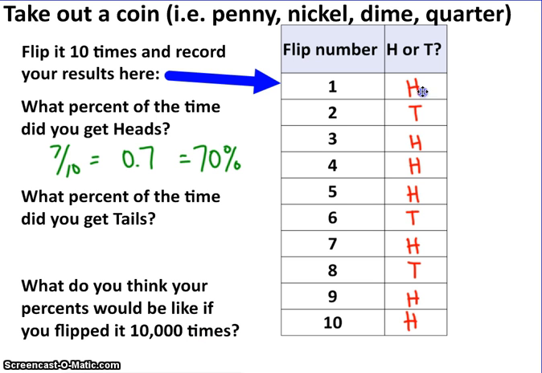So what percent of the time did I get tails? 1, 2, 3. I got 3 out of 10, which my probability would be 0.3, or as a percentage would be 30%.